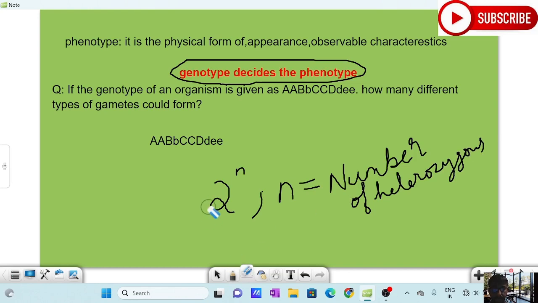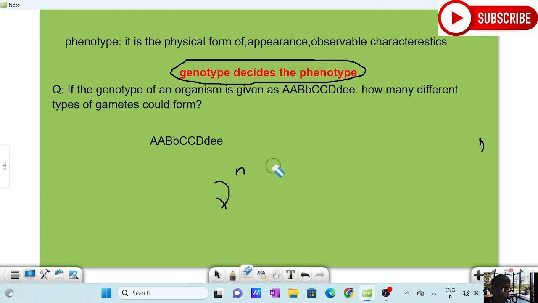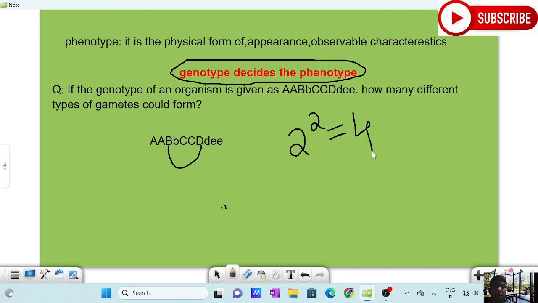So here the answer will be 2 raised to how much? How many heterozygous gametes are there? There are only 2 heterozygous gametes, right? So the answer will be 2 raised to 2, which is 4. So 4 different types of gametes will be formed.